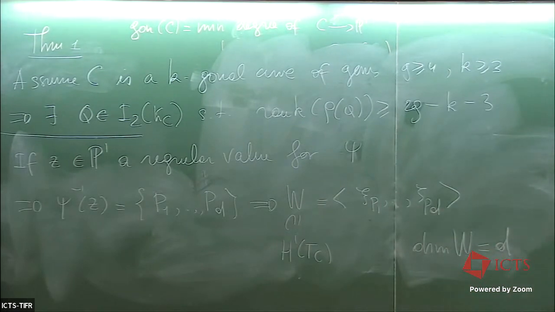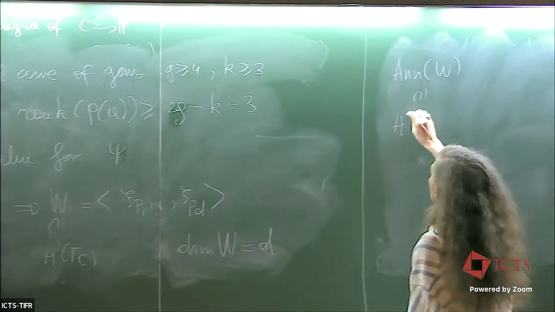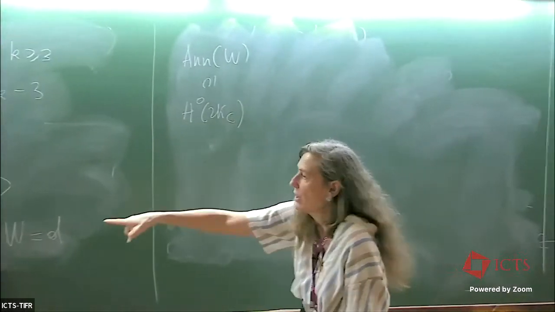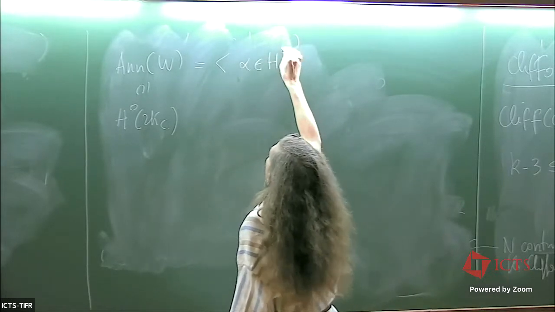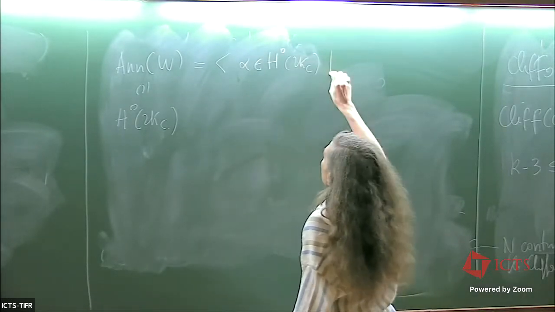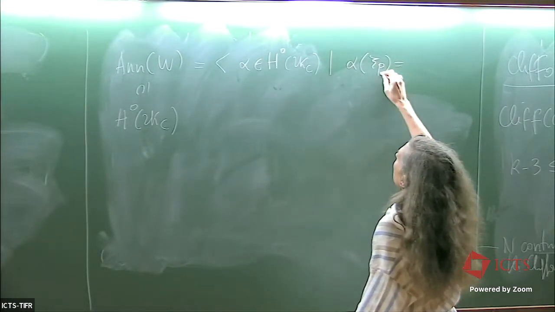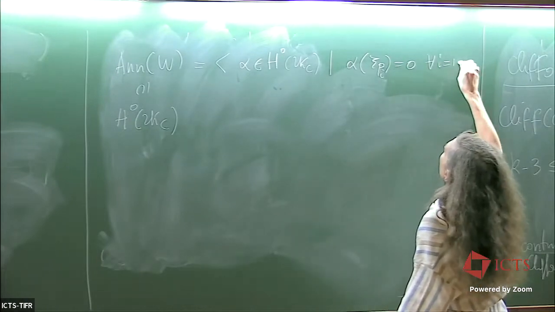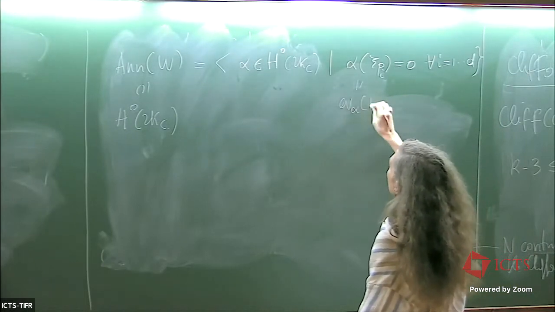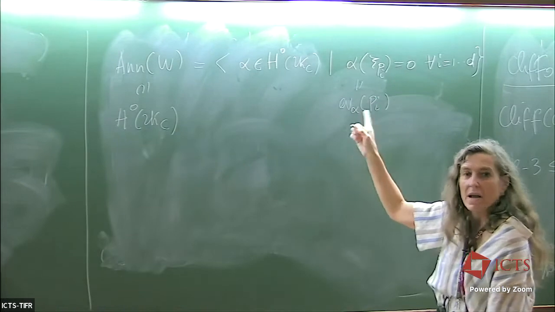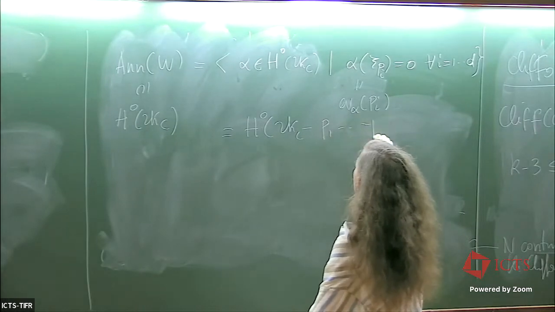So what I'm saying is that the annihilator of W inside H naught of 2KC, which is the dual of H1 of TC, is just the set of alphas in H naught of 2KC such that, when I use the duality here, this is 0 for all i from 1 to D. But as I said, this is exactly saying that the evaluation of alpha at the point pi is 0. And so this is just H naught of 2KC minus P1 minus PD.